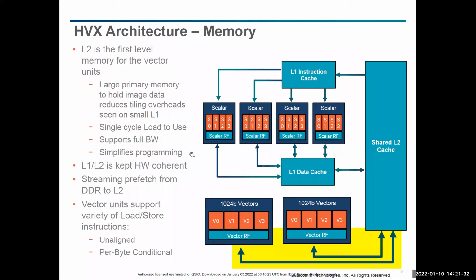Another important aspect of the HVX architecture is the memory and how we've set up the memory in the processor. L2 is the first level of memory for the vector units. The vector units are not connected to the L1 cache; they are only connected directly to the L2 cache. This is different from the scalar architecture, which has access to the L1 cache, but that's not the case for the L2 cache.